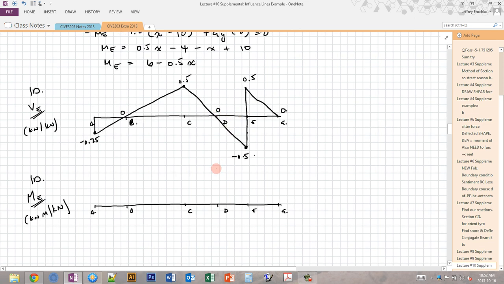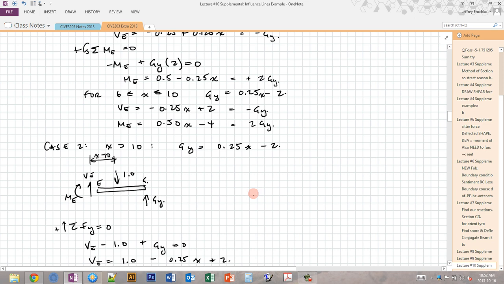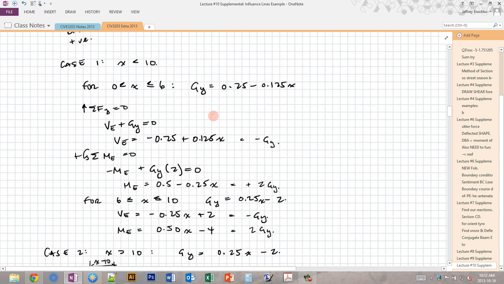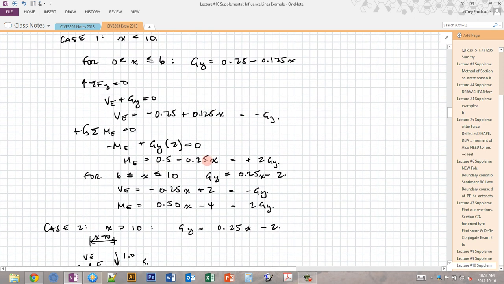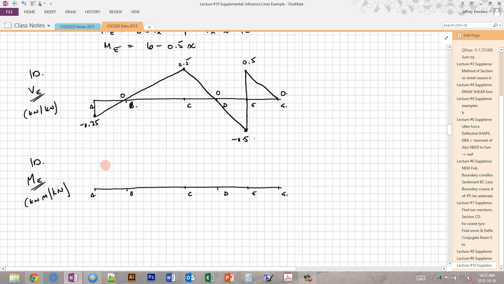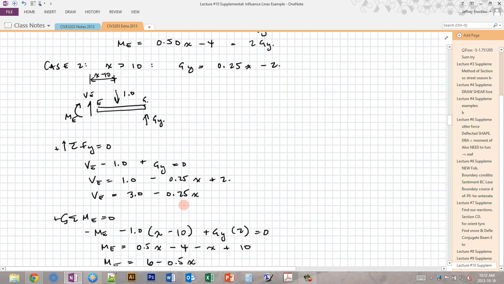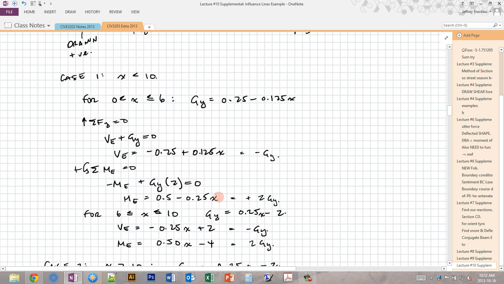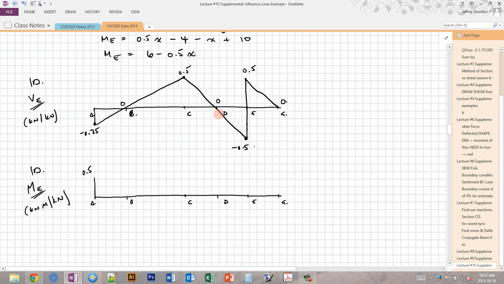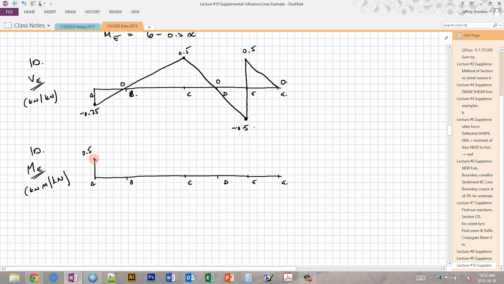Same at point D. So if we want to look at the moment, we do exactly the same thing, except now we're looking at the moments instead of the shear. So at 0, the moment is going to be equal to positive 0.5. I'll put positive 0.5 here. And then at 6, we sub in for 6 here, and we're going to get negative 1.0. So I'm going to draw down like this. This is negative 1.0, and that's at 6, which is point C.